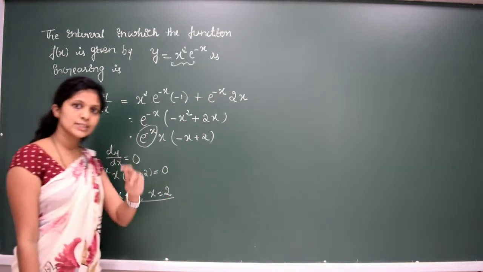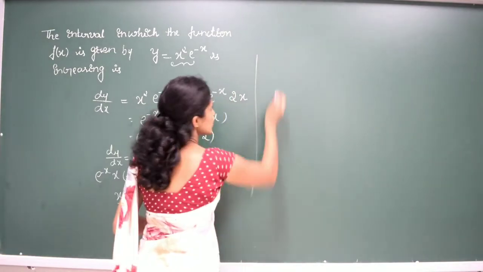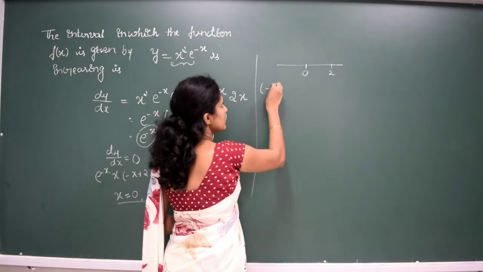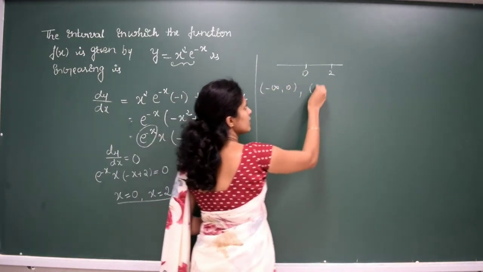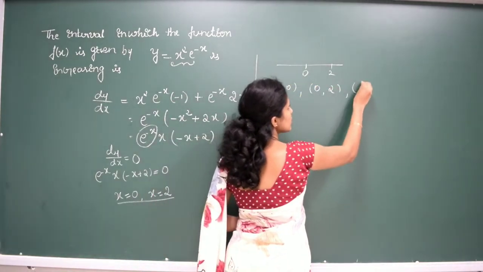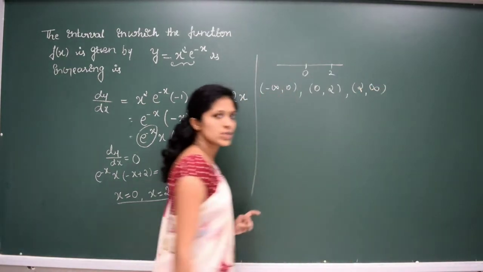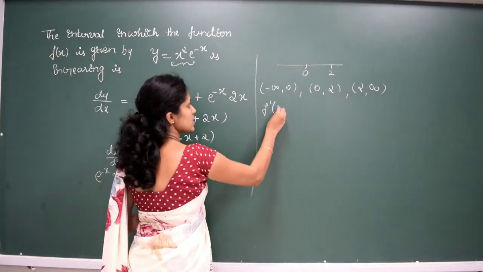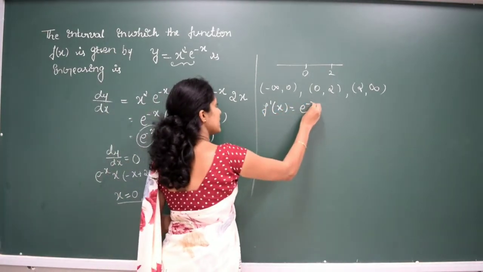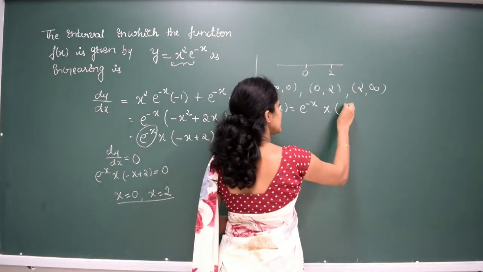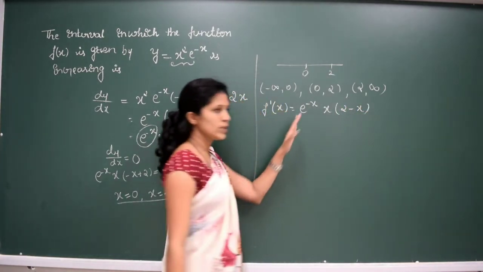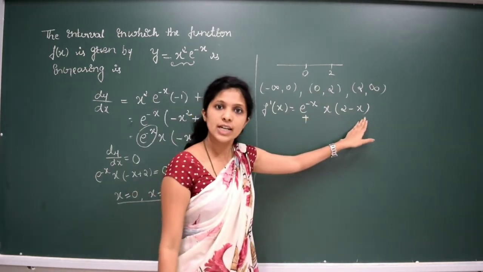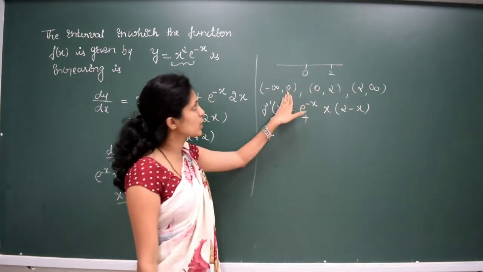So the number line is divided into 3 disjoint intervals. Here 0 is there, 2 is there. So it will be minus infinity to 0, another one is 0 to 2, and one more is 2 to infinity. Now we have to check where the function is increasing and where it is decreasing. What is the function? f dash of x is equal to e to the power minus x into 2 minus x. As I told you, this is always positive, e to the power minus x. So we have to check with these two.